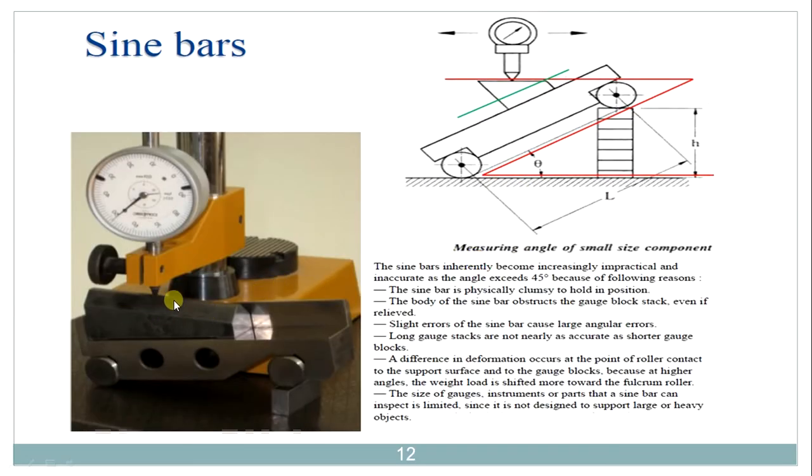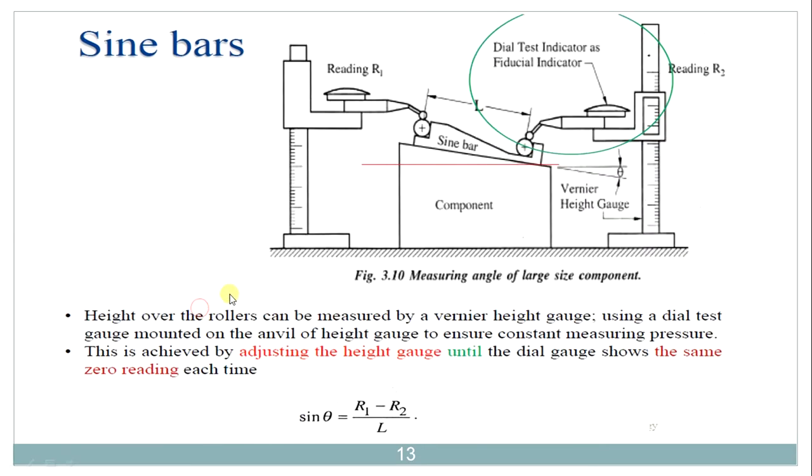So the actual component will look like this, whose size is to be measured. A slip gauge block is inserted over here, along with a sine bar. For support purposes we have two bars over here, and a dial indicator for adjustment purposes. So in this fashion a sine bar can be used for measurement of the angle.